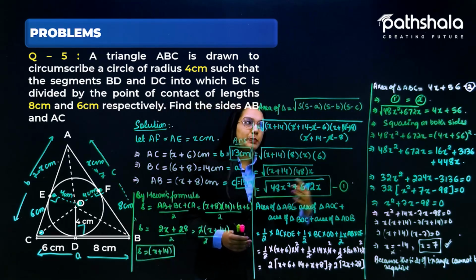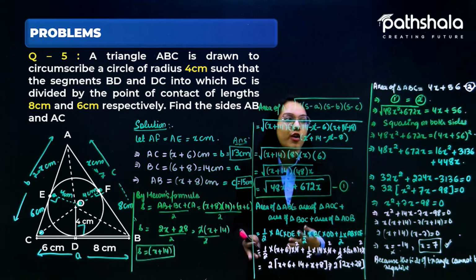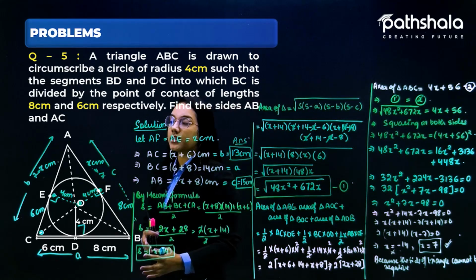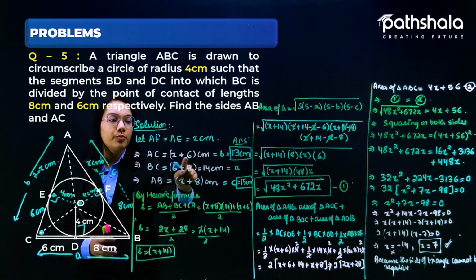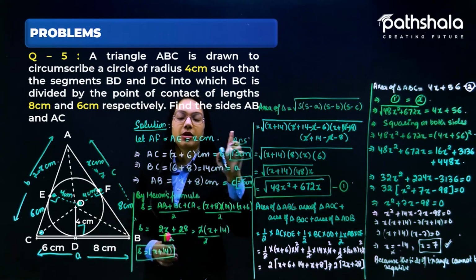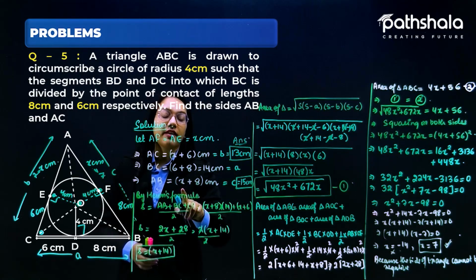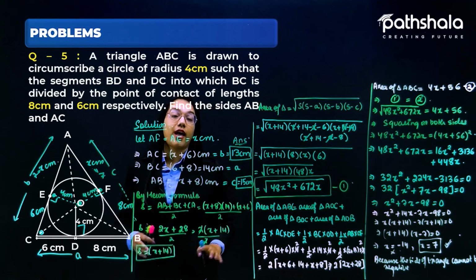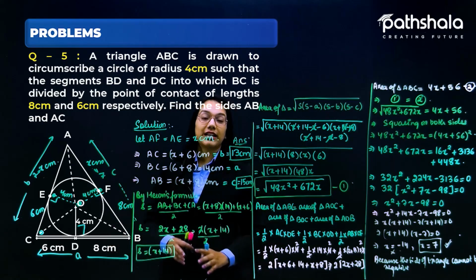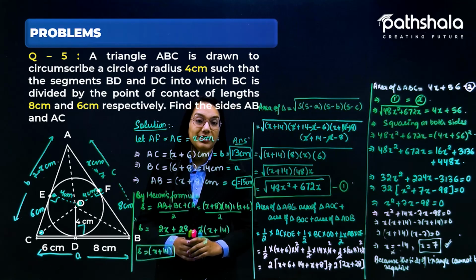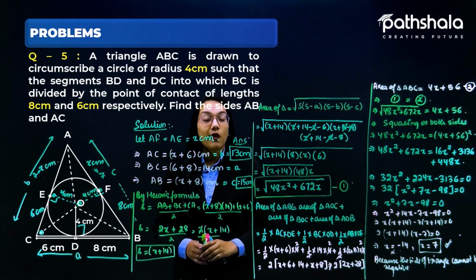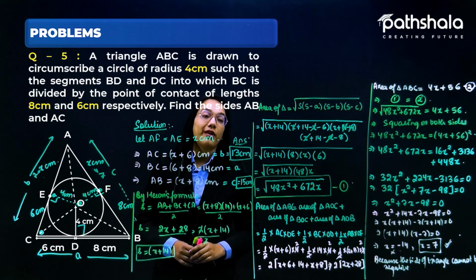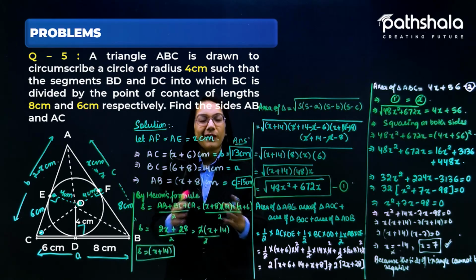This is all just because of the help of Heron's formula and the area of the triangle, that at the end we are getting the answer as AC is 7 plus 6, which is 13 centimeter, and AB is 7 plus 8, which is equal to 15 centimeter. And with this question, this is the end of the chapter, which is circles. I hope all the concepts and theorems related to circles are all clear to you. Now let's practice more and more questions all by yourself.